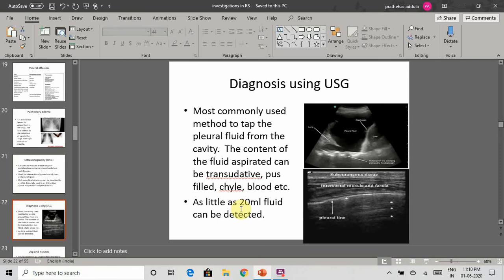Most commonly used to tap the pleural fluid from the cavity. The contents of the fluid aspirated can be either transudate, pus, chyle or blood. As little as even 20 ml can be detected. The ultrasound image shows, at the top, the lung, pleural fluid, diaphragm and the liver. The lower image shows subcutaneous tissue, intercostal muscle and fascia, and pleural line.